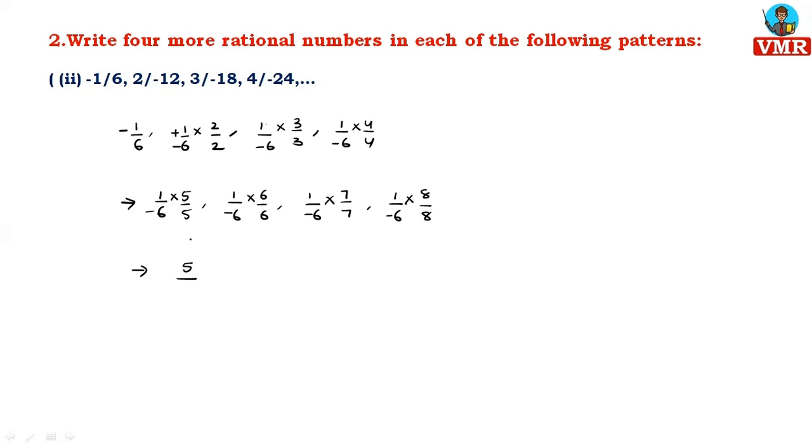5 divided by minus 30, 6 divided by minus 36, 7 divided by minus 42, 8 divided by minus 48. So these are the remaining 4 rational numbers for this sequence. So this is about the second problem.